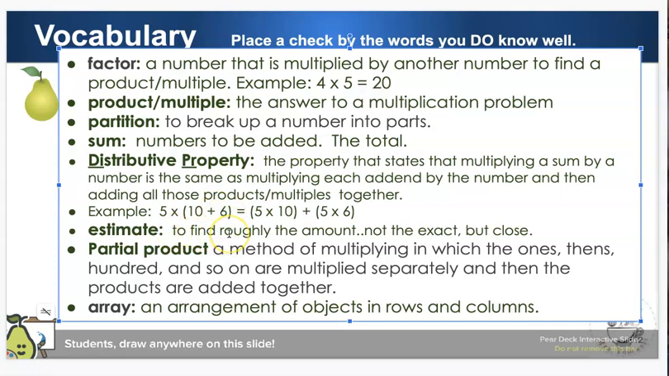Estimate is to find roughly the amount, but not exactly, but close. And partial product is right here. 5 groups of 10 is a partial product of 5 groups of 16, and 5 groups of 6 is the other partial product of 5 groups of 16, and then I add those partial products to get the whole product.